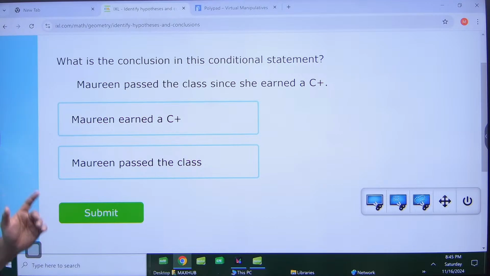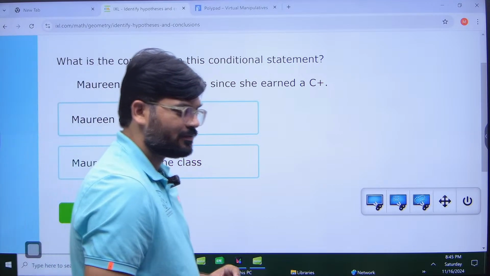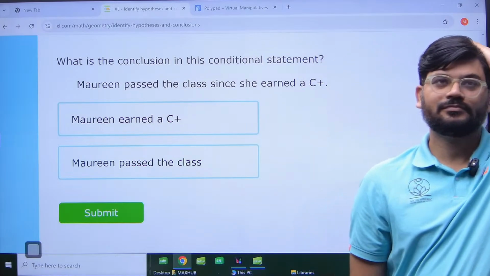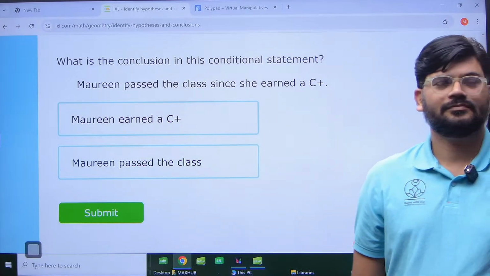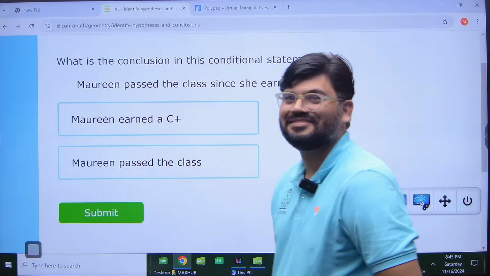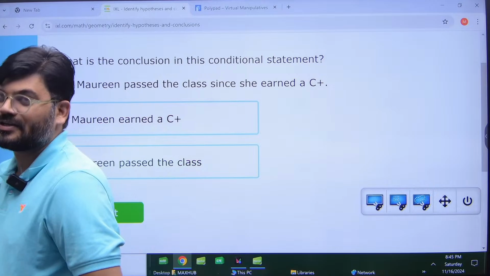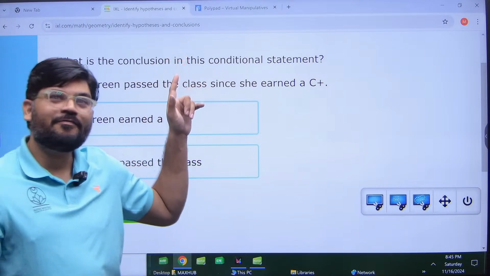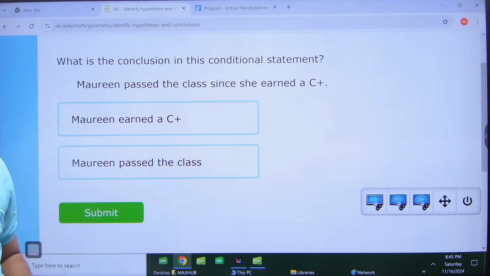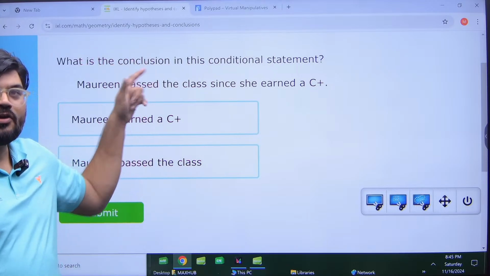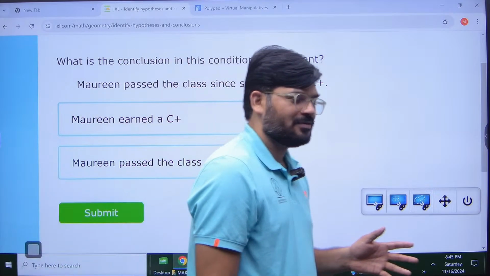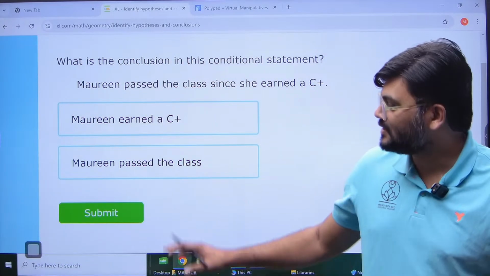What was the first thing that was done and what was the conclusion? Maureen first passed the class, which is with the C plus. You cannot pass the class until you have a C plus. So what is the first thing? If Maureen earned a C plus, then only Maureen can pass the class. So the conclusion is Maureen passed the class, as per my logic. What do you say?